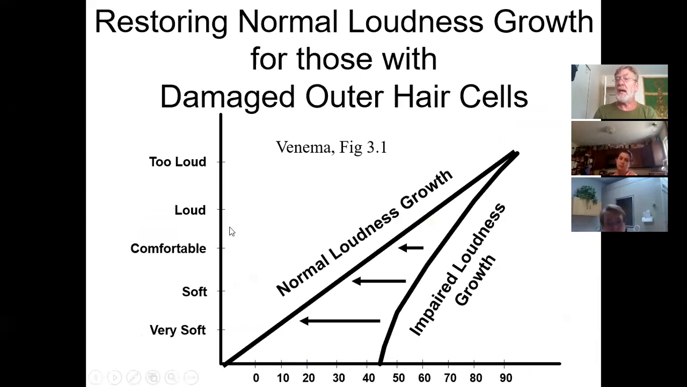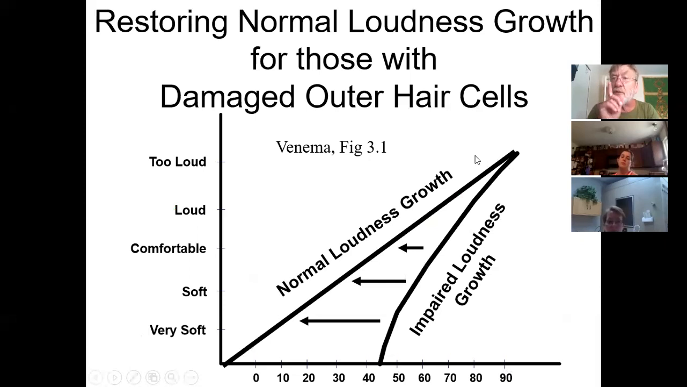And the vertical axis represents your perceptions of it, your psychoacoustics, as we said in 110. So follow this normal loudness line, the diagonal line. Normal hearing people, 10 decibels is really soft. 20 decibels is really soft. 50 decibels is comfortable. 90 plus is too loud.